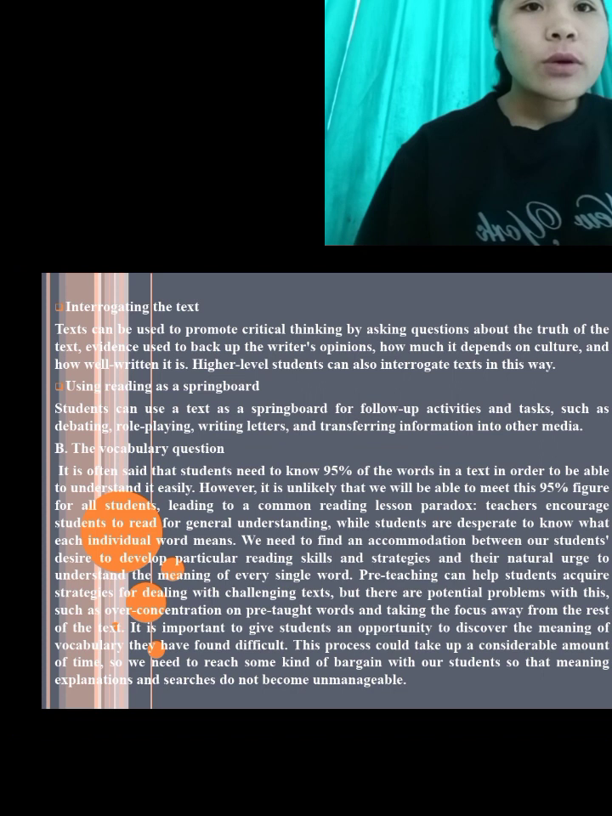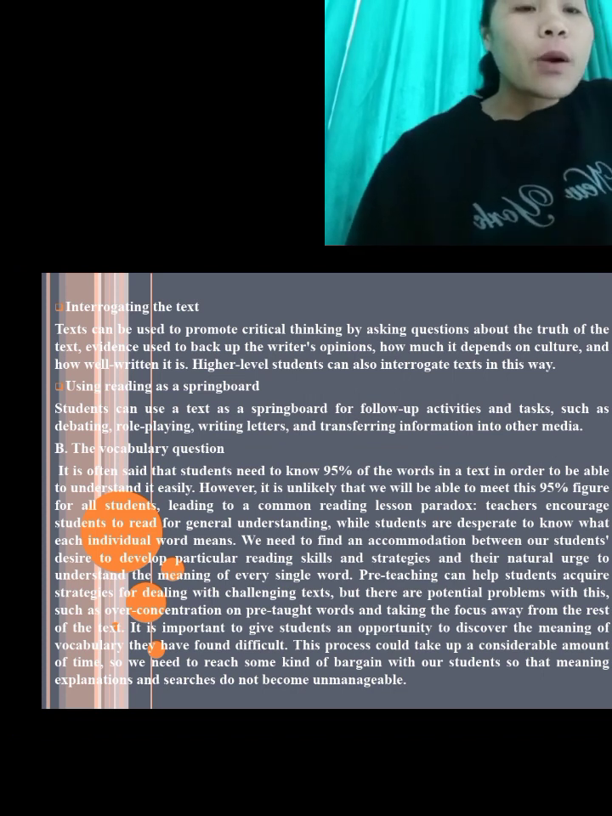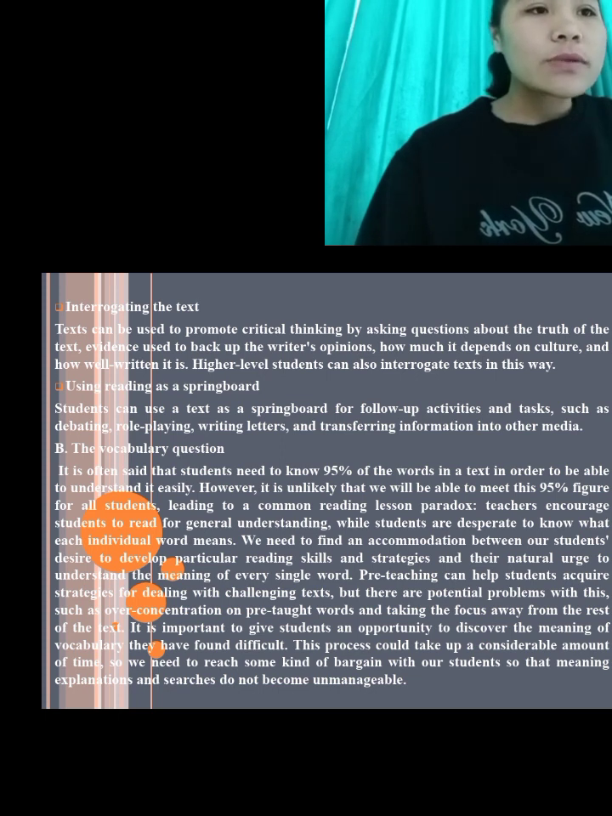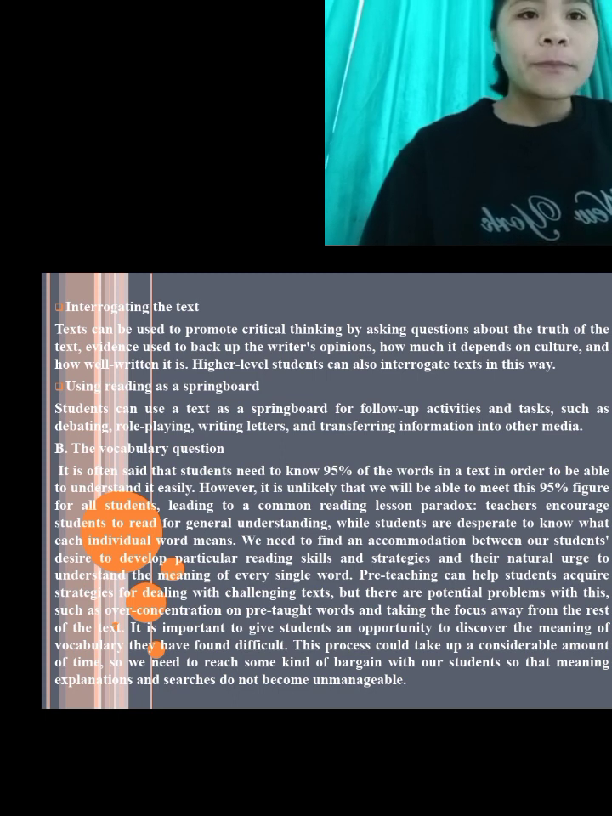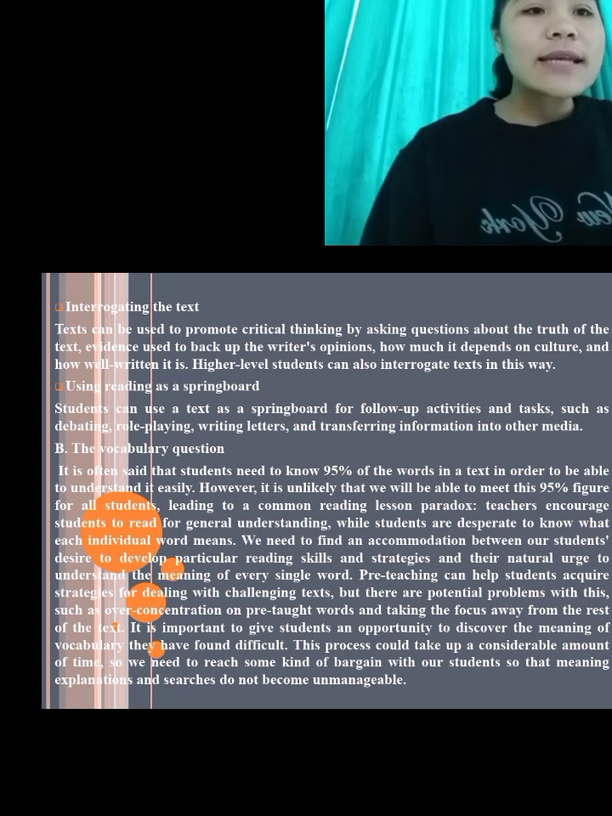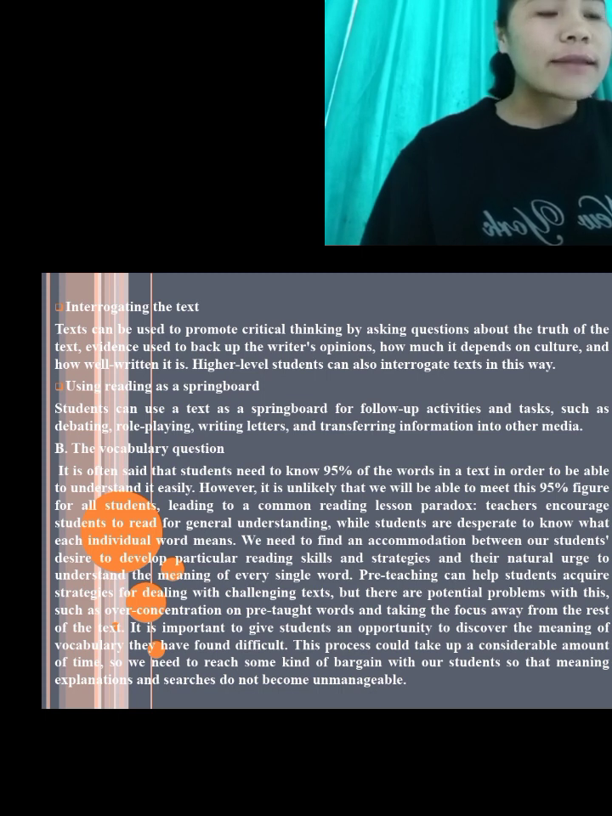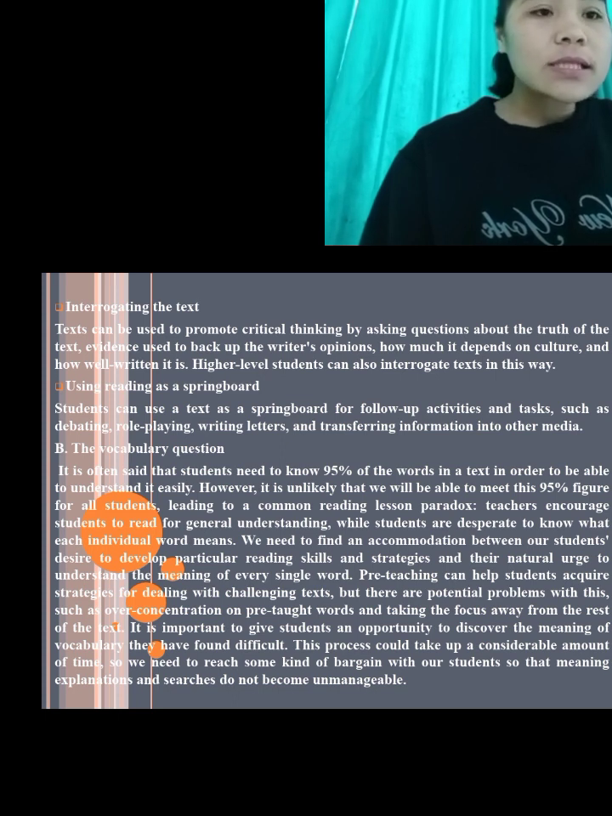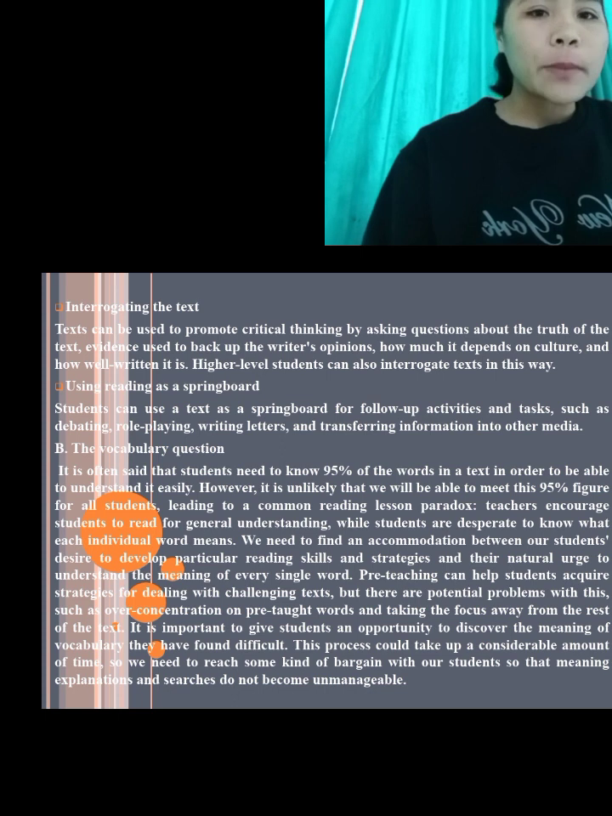And then, interrogating the text. Text can be used to promote critical thinking by asking questions about the truth of the text, the evidence used to back up the writer's opinions, how much it depends on culture, and how well written it is. Higher level students can also interrogate text in this way. And then, using reading as a springboard. Students can use a text as a springboard for follow-up activities and tasks such as debating, role-playing, writing letters, and transferring information into other media.